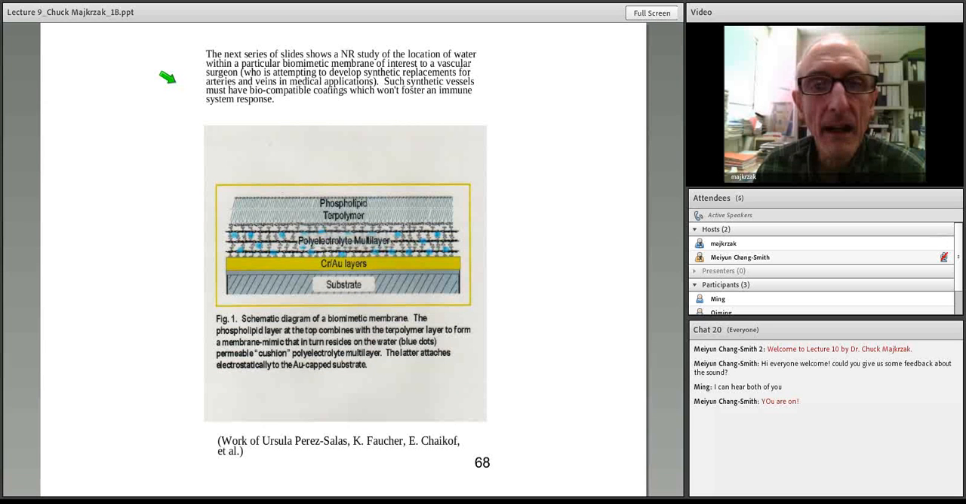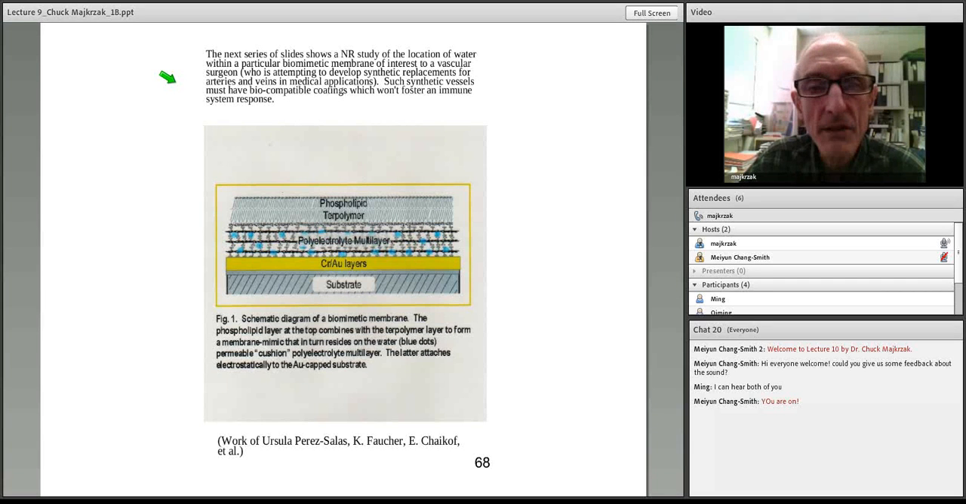Well, we began to talk about the next of the two remaining examples. This one is an example of soft condensed matter that's part polymer science, part biology. And this particular example is work that a colleague of ours here at NIST, Ursula Perez-Salas, did several years ago. And she collaborated with a vascular surgeon, his name was Elliot Chaikov, from Emory University, Emory Medical University.